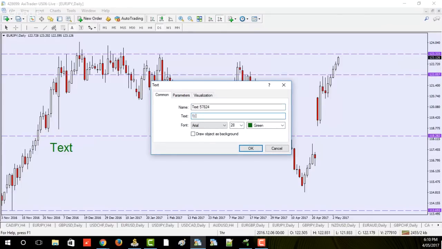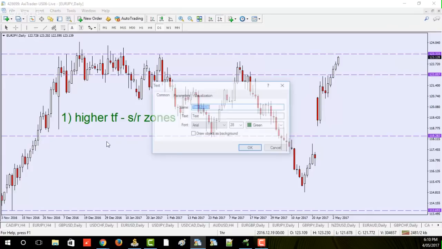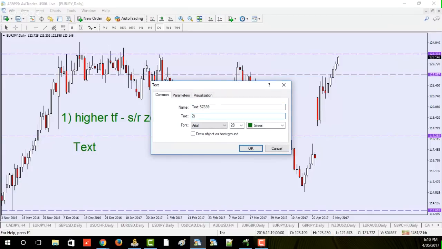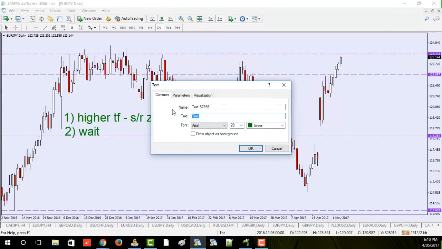So number one, higher time frame support and resistance zones. Okay. Number two is, I wait for the market to hit these zones. And number 3 is, do I get a catalyst? Catalyst, I think it's catalyst. Yeah.